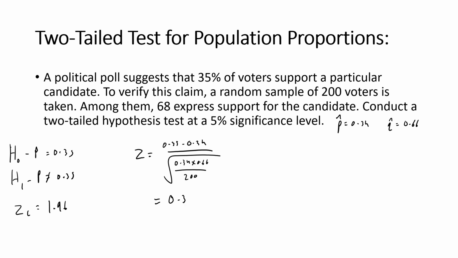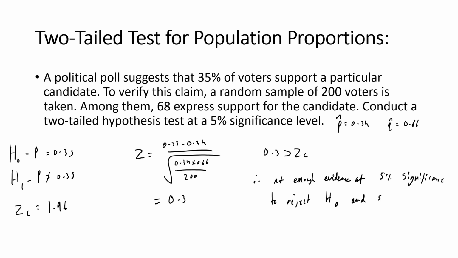0.3. Since 0.3 is less than the critical value, therefore not enough evidence at 5% significance to reject H naught and suggest 35% of voters don't support the candidate.